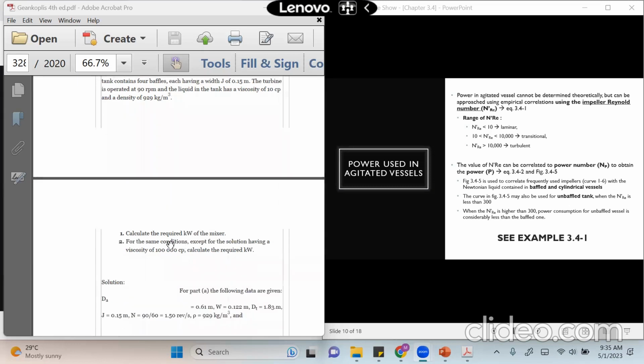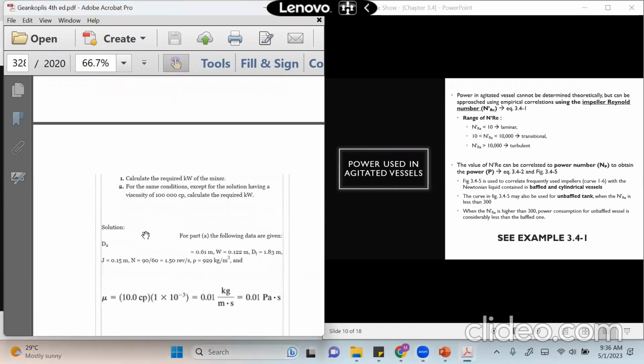The first question, calculate the required kilowatt of the mixer. The second one, for the same condition, except for the solution having a higher viscosity. So it's not 10 CP again, but 100,000 CP. We are asked to calculate the required power.